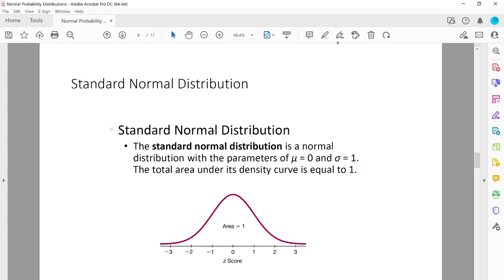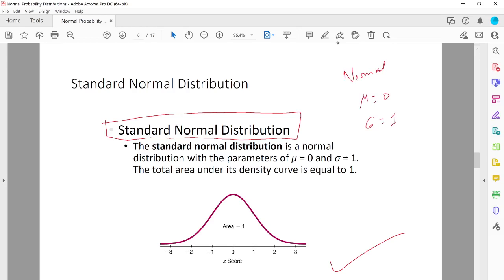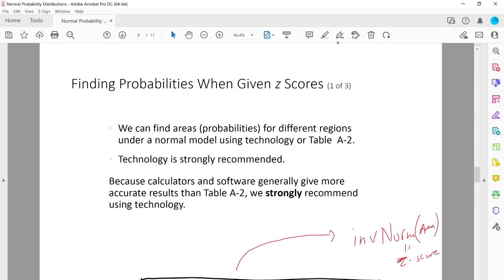So there is another distribution called standard normal distribution. This is the same normal distribution, but there is one more requirement: the mean should be 0 and the standard deviation should be 1. So if you have a normal distribution, meaning a bell-shaped distribution, and the mean of that distribution is 0 and the standard deviation is 1, that normal distribution is called the standard normal distribution. The total area under the curve is always equal to 1.